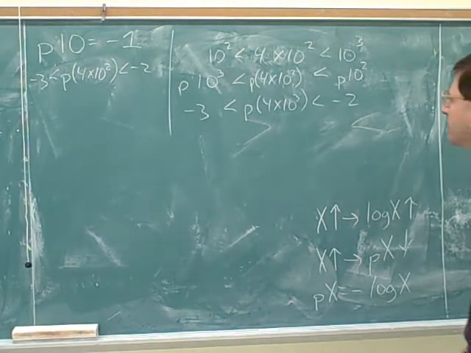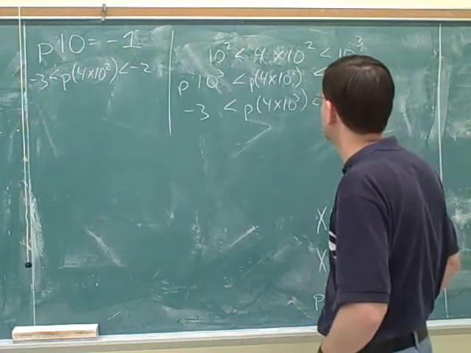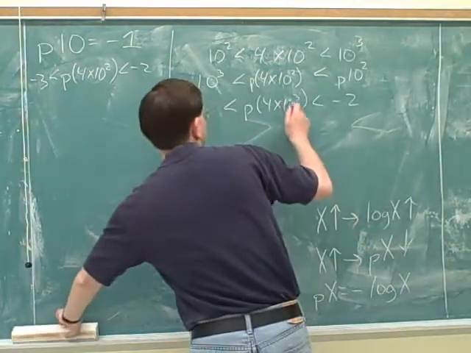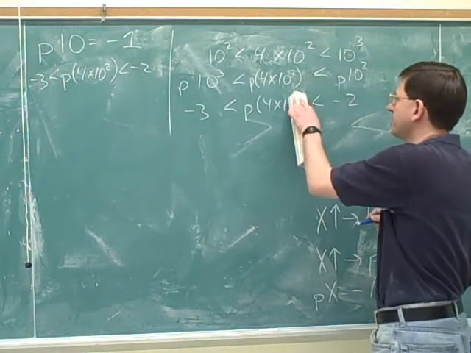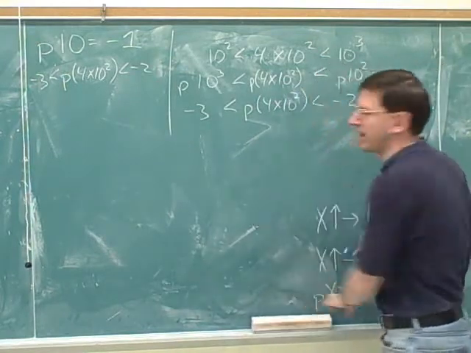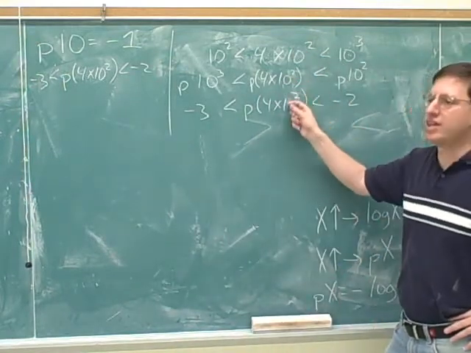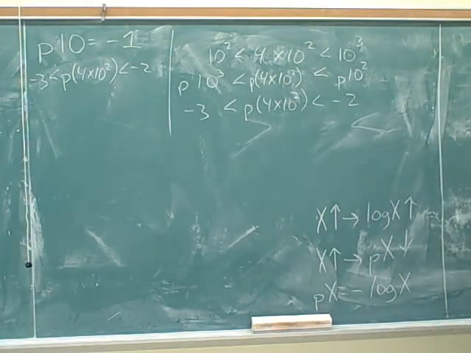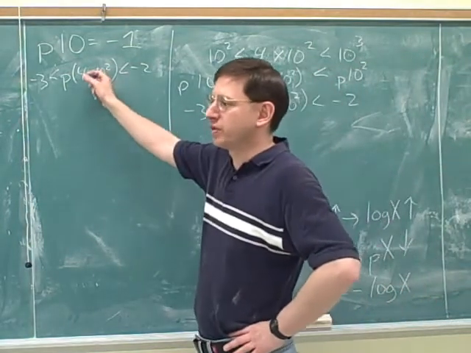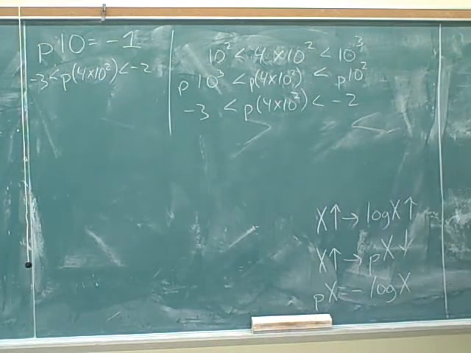Did I make a mistake? Okay. Yeah, I guess I wrote down the wrong exponent here, huh? This should have been 10 squared? Yeah, I was just miscopying. So I meant to say this is 4 times 10 squared. Okay. That was the p we were trying to take in the first place, 4 times 10 squared, so that should be our number. Shall we keep going? Okay.